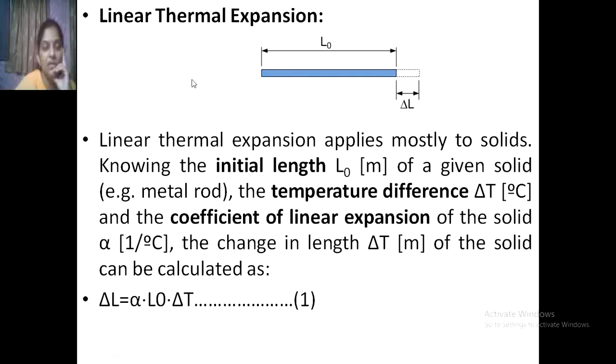So linear thermal expansion. Here L0 is the original or initial length, and delta L is the change in length. Linear thermal expansion applies mostly to solids. Okay. So knowing the initial length L0 of a given solid, for example a metal rod, in meters, the temperature difference delta T in degrees Celsius, and the coefficient of linear expansion of the solid, that is alpha, per degree Celsius, the change in length, delta L, of the solid can be calculated as follows.